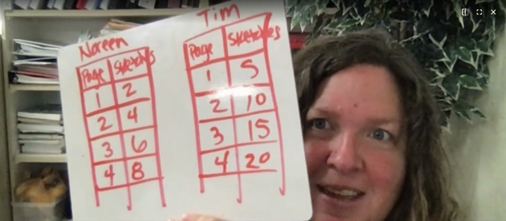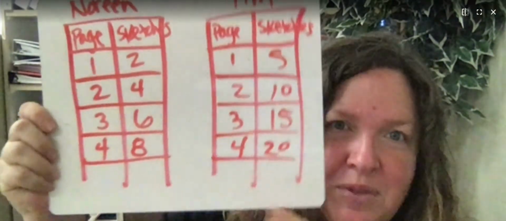So number 1 says Noreen makes 2 drawings on each page. There's a big clue. It says each page of her sketchbook. Tim makes 5 drawings on each page of his sketchbook. If Noreen is making 2 per page, Tim is making 5 per page, what's the linking unit? There it is. There are the 2 rate tables.